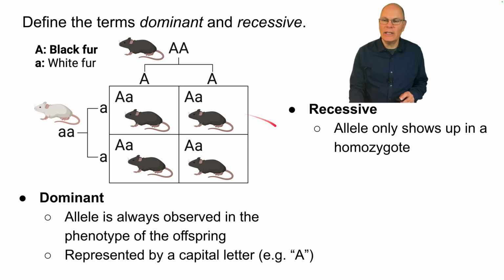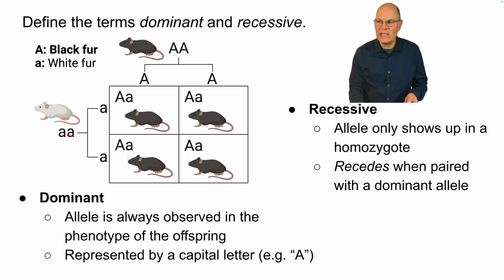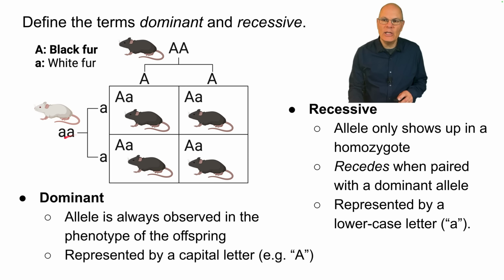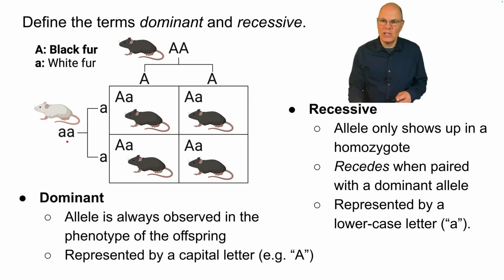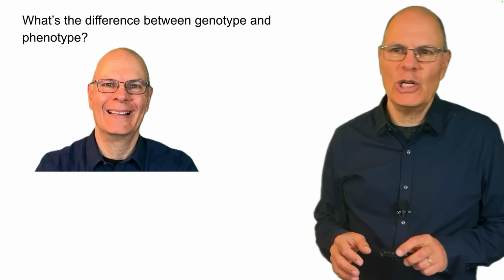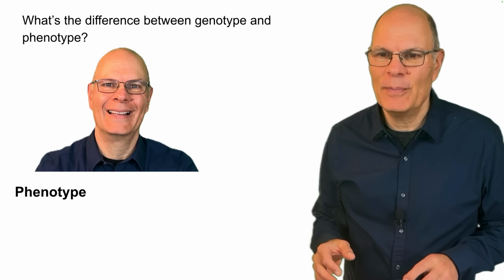A recessive allele only shows up in a homozygote. So this mouse over here is homozygous recessive, and therefore it has the recessive appearance. That recessive allele recedes into the background when it's paired with a dominant allele, and these are represented in the Mendelian system by a lowercase letter, in this case, lowercase a. What's the difference between genotype and phenotype?